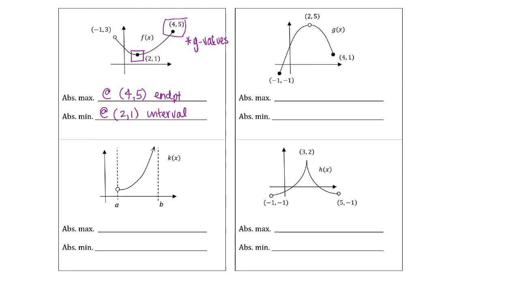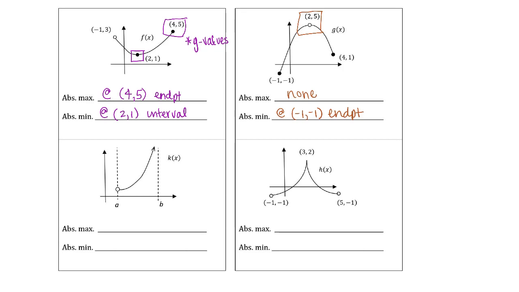Okay, moving on to our next example. Now the absolute max, we're very tempted to say that the absolute max is way up here, but notice that's an open circle. So our absolute max here would be none. It's not going to exist because of the open circle. The absolute min is going to occur at the ordered pair -1, -1, and that is going to be at an endpoint.